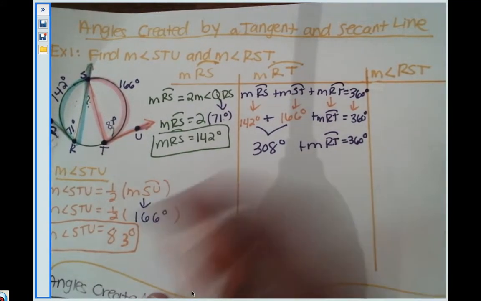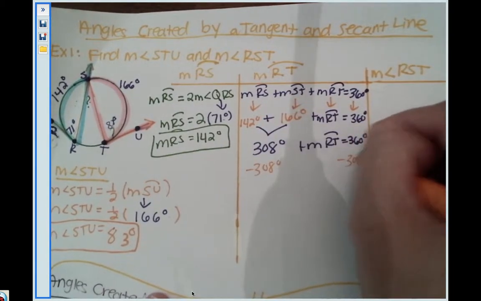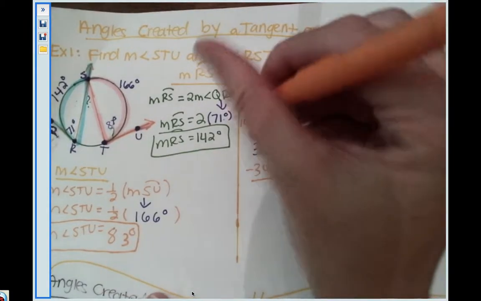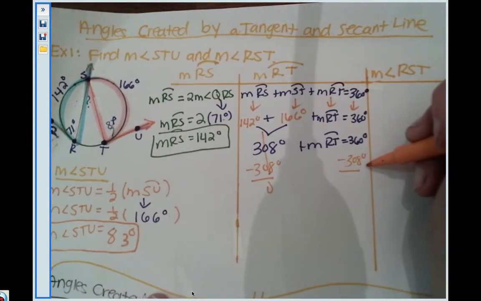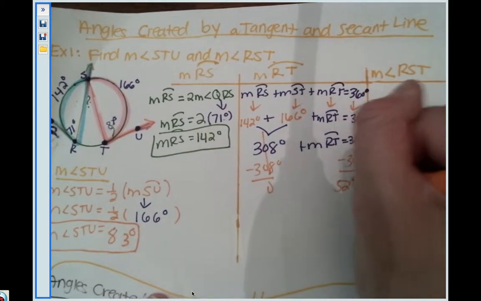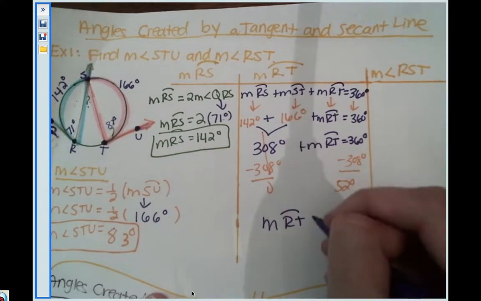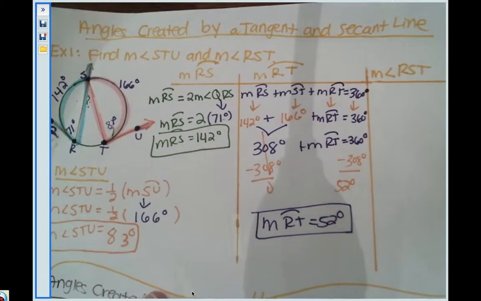Yes, my intelligent students, you subtract 308 from both sides. 308 minus 308 will cancel and turn to 0. And 360 minus 308, well, 360 minus 300 is 60, and then 60 minus 8 more will give me 52 degrees. So guess what, you guys? The measure of arc RT is 52 degrees. Bam, we're getting closer.